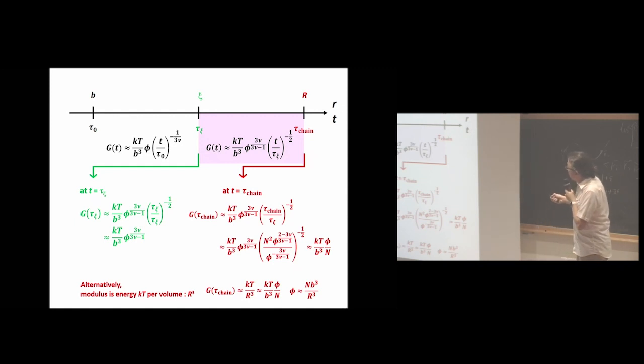And then at the chain level, when t is tau chain, we can input tau chain here, and then we calculate the concentration dependence and N dependence to have this relatively simple relation, kT over b cubed and phi over N. This calculation is further simple if you take the modulus as energy kT per volume, and here the volume is the size of the chain R, so that simply kT over R cubed.